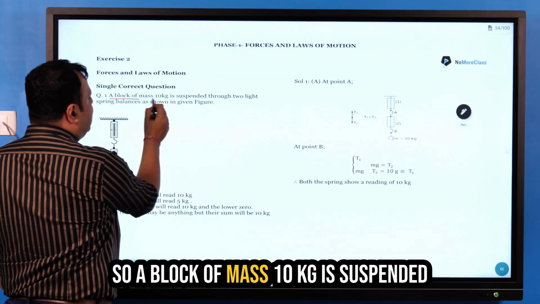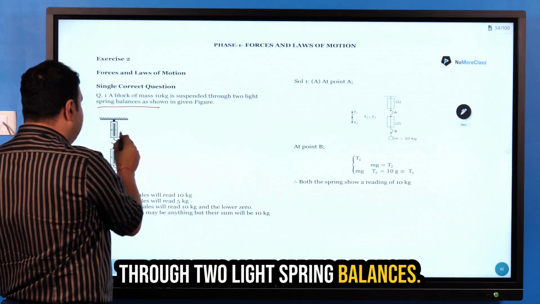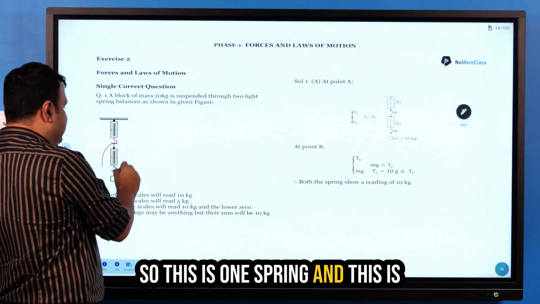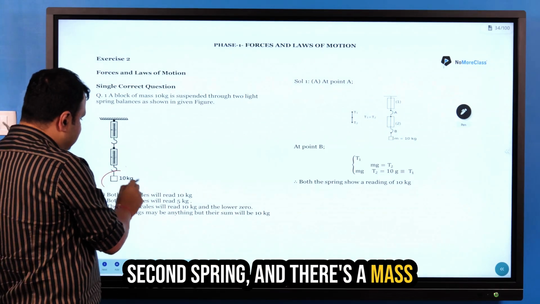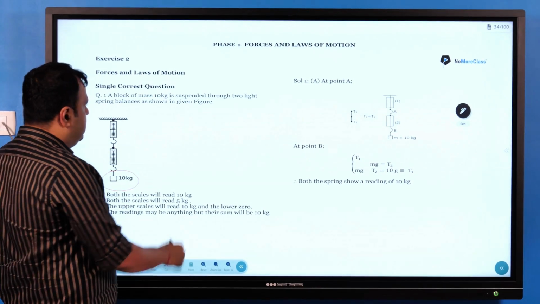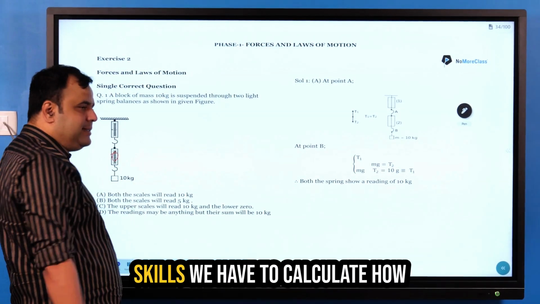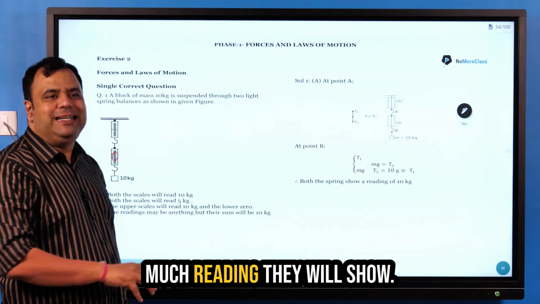So a block of mass 10 kg is suspended through two light spring balances. So this is one spring and this is second spring, and there's a mass 10 kg which is suspended through it. We have to calculate the readings of these scales. So there are two scales. We have to calculate how much reading they will show.